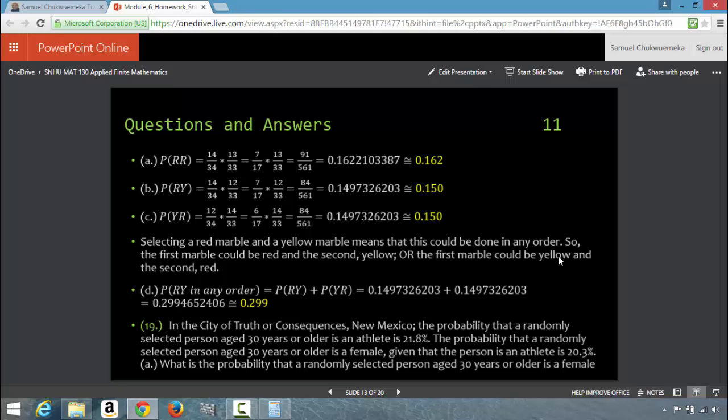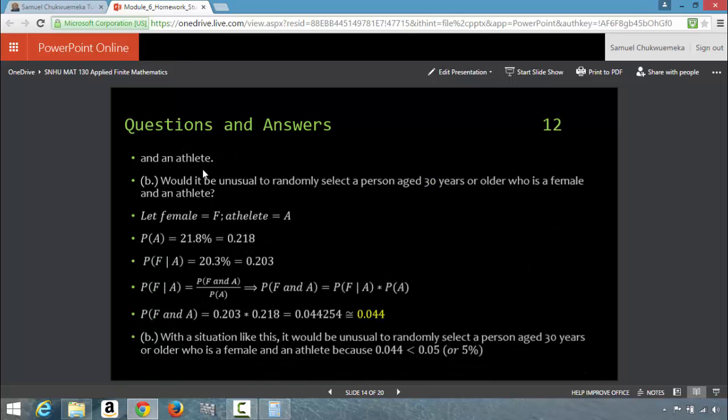A. What is the probability that a randomly selected person aged 30 years or older is a female and an athlete? B. Would it be unusual to randomly select a person aged 30 years or older who is a female and an athlete? So B is just look at the probability you got in A and decide whether it will be unusual or not. We talked about this unusual in Module 5 homework study guide. But first of all, let's do the A part.